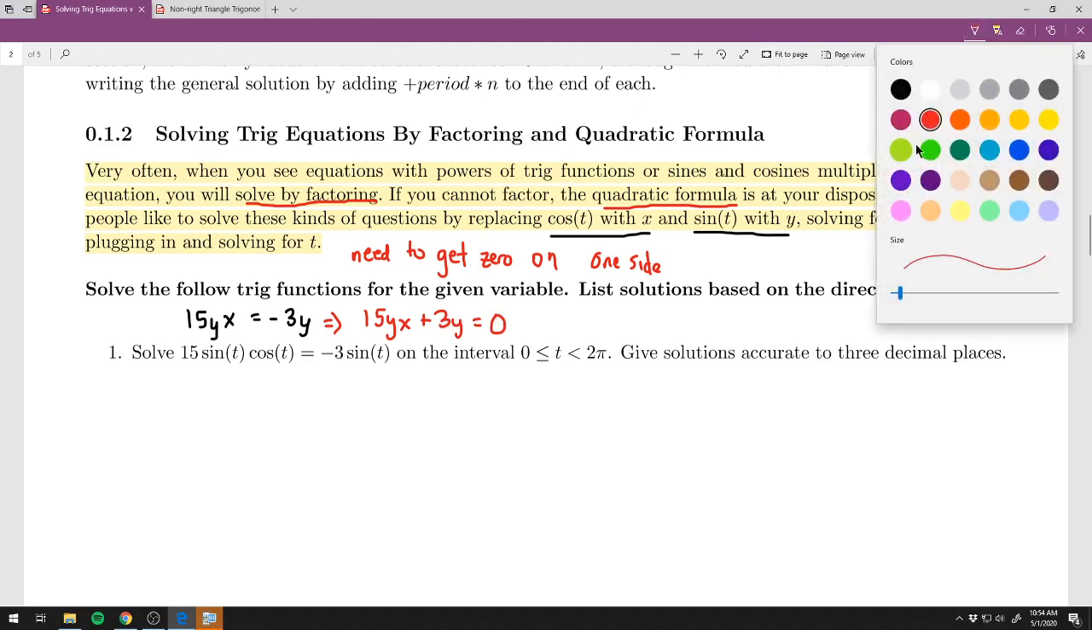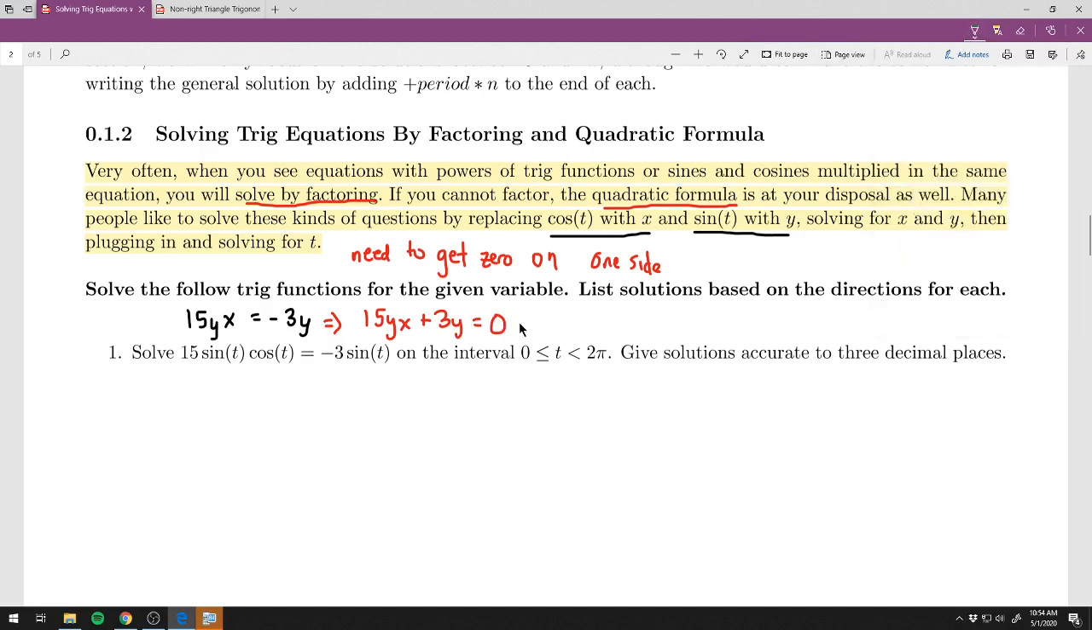Okay. And once we get 0 on one side, the first question I always want to ask, factoring, if we can do it, you want to do that and not worry about the quadratic formula anyway. But this isn't something we could use a quadratic formula on because there's no x squared or y squared. So we really have to factor.